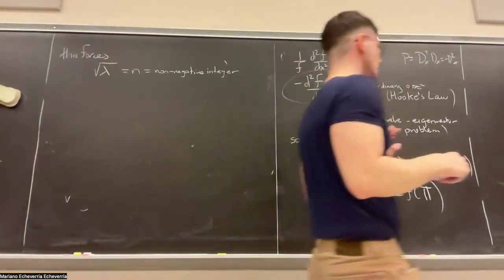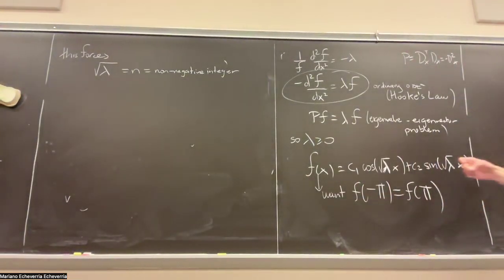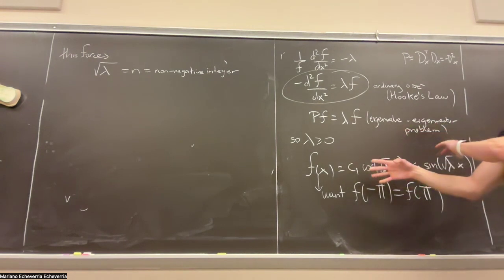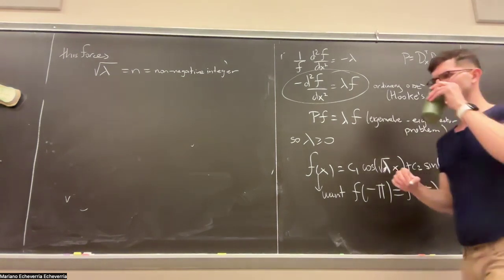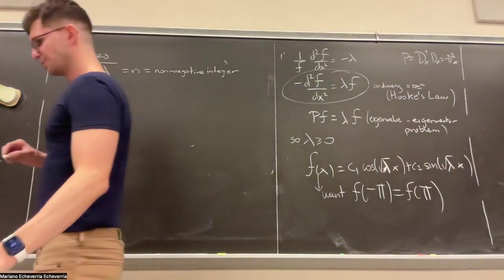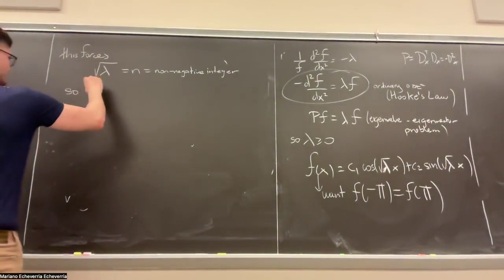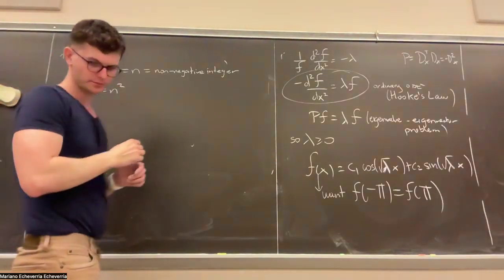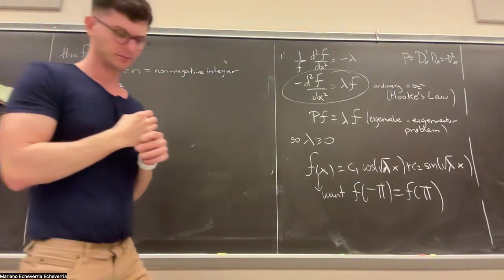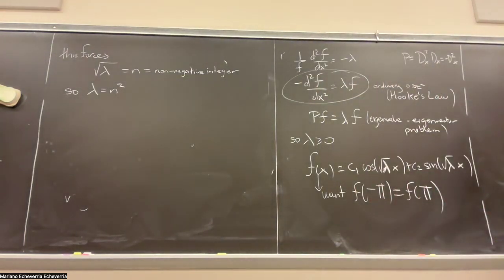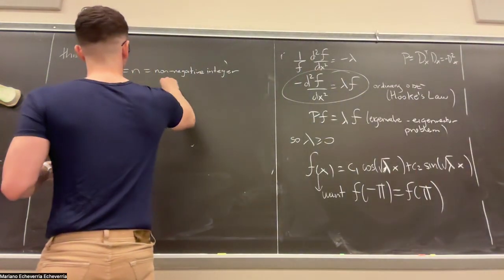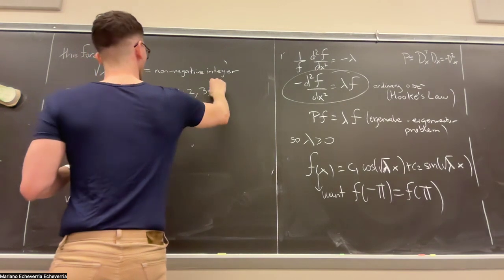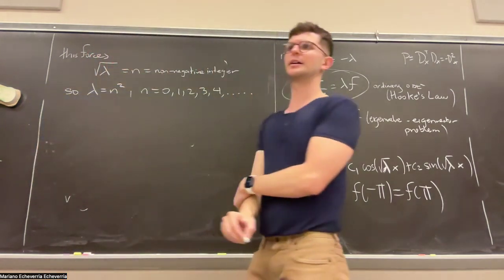That's enough, because if it were negative, you can reabsorb that into the constant. So you really can only work with non-negative integers. So lambda is n squared, where n is 0, 1, 2, 3, 4, etc., right? It has to be an integer.